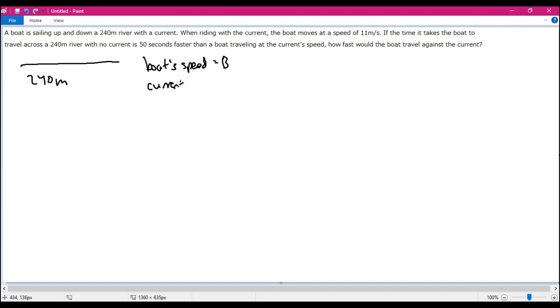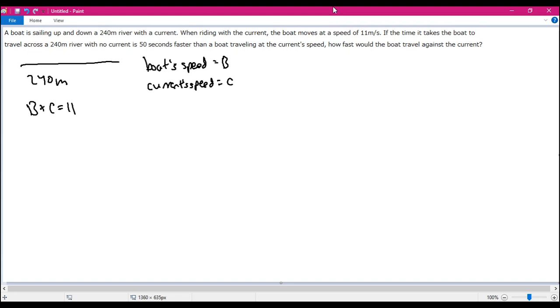And we also need to know the current speed. We'll call that C. And we know B plus C equals 11, because when it's riding with the current, it's moving faster. If the time it takes the boat to travel across a 240-meter river with no current is 50 seconds faster than a boat traveling at the current speed, how fast would the boat travel against the current?